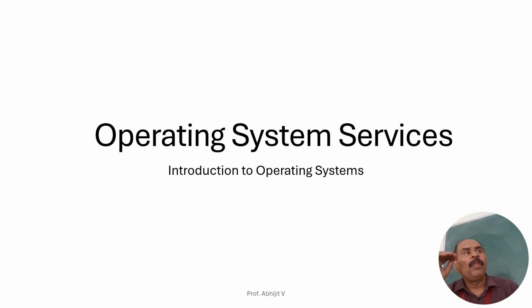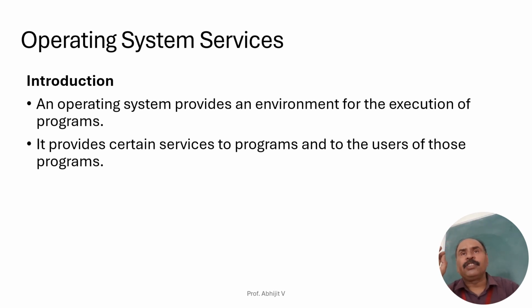Next point, we'll see what are the services offered by an operating system to the user. An operating system provides an environment for execution of programs. It provides certain services to programs and to users of those programs. So we'll see how the operating system is going to help the user for the execution of programs and what are the services that it provides.